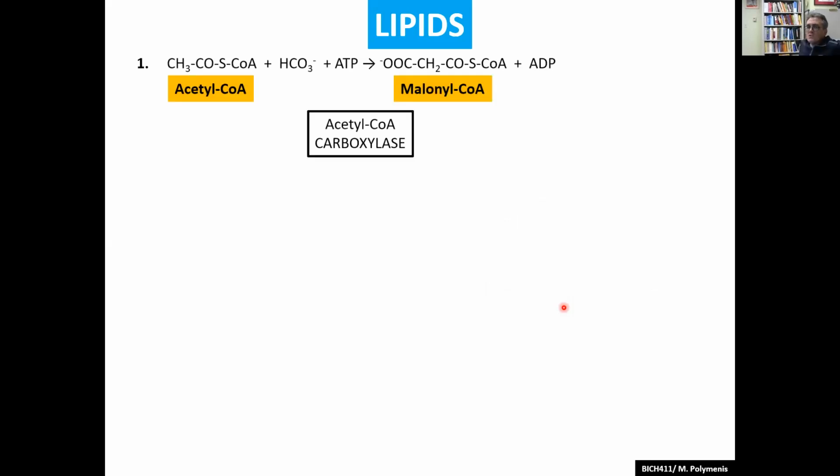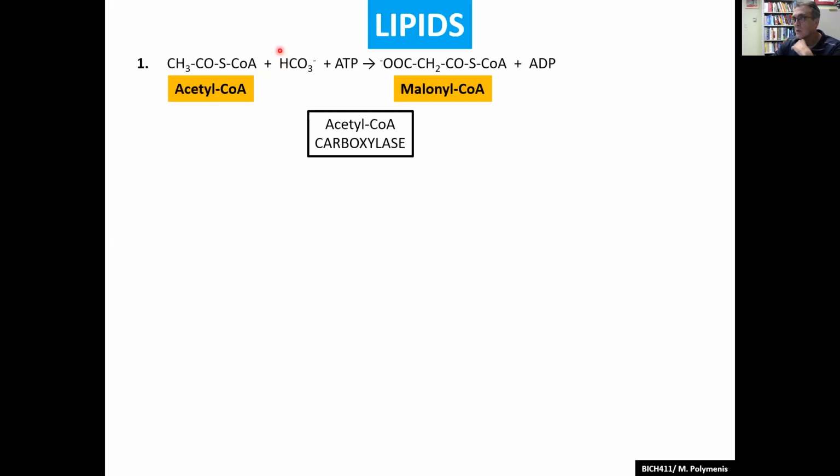So first things first, let's make the building block. The building block is not acetyl-CoA, it's actually malonyl-CoA, which has 3 carbons. And we'll see why that is the case, or needs to be the case. So the enzyme that provides this building block to fatty acid synthase is called acetyl-CoA carboxylase. It does exactly what the name says it does. It takes acetyl-CoA and carboxylates it.